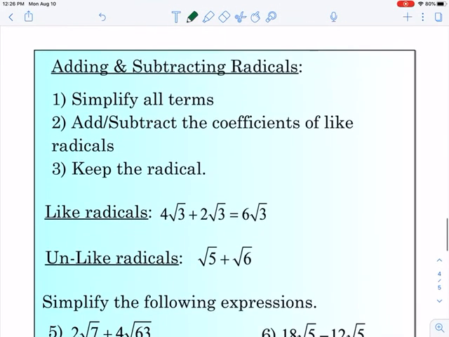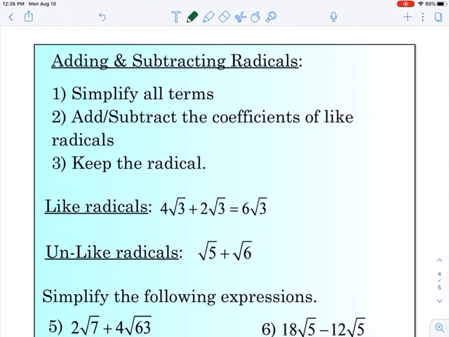All right, so on our next slide here, we're going to start adding and subtracting radicals. So what we just did on the previous slide is going to come into play here. The very first thing that you're going to do is you're going to simplify all your terms like we just did on the last slide. And then for step 2, we're going to add or subtract the coefficients of the like radicals. We're going to add or subtract the numbers that come in front of the radical house. And then the radical stays the same.